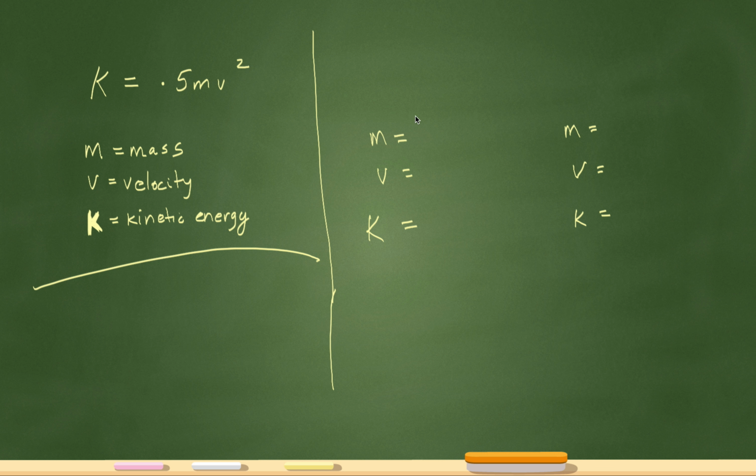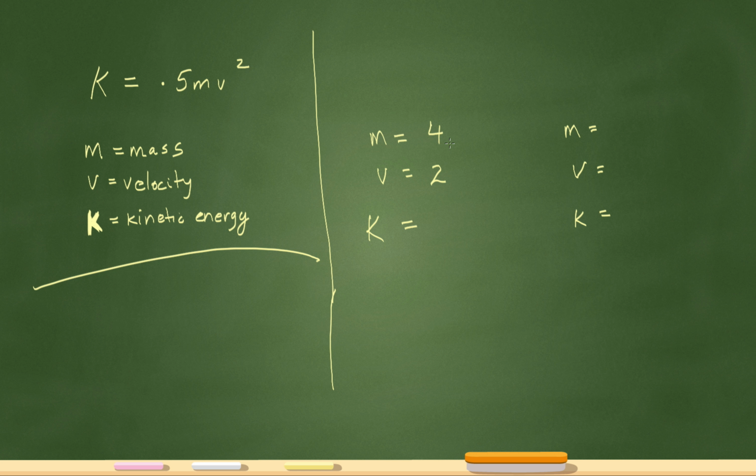Now here's the strategy. See how it never really gives me concrete numbers, any numbers to work with. All it's saying is the velocity doubles and the mass is half. So what I'm going to do is make up the first scenario. Let's pretend the mass was 4 and the velocity was 2. Again, I just made up these numbers, 4 and 2. There's no right or wrong answer here. You could have made it anything you wanted.